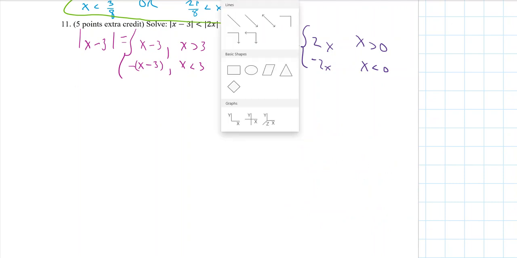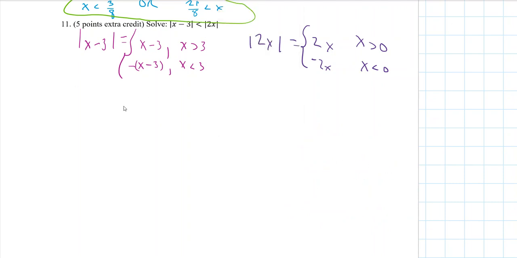It helps to have a number line to guide us here, so let's draw a number line and mark the points that matter. We're interested in when things are bigger or less than 3, so we'll mark 3. And we're interested in things bigger or less than 0, so we'll mark 0. In this range, everything is positive, so absolute value of x minus 3 is just equal to x minus 3, so I can get rid of the absolute value signs.